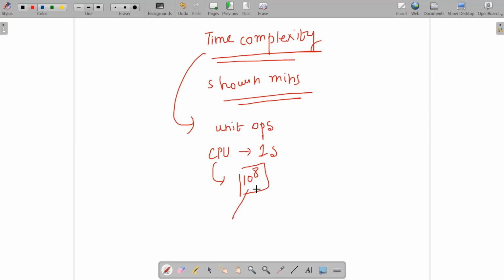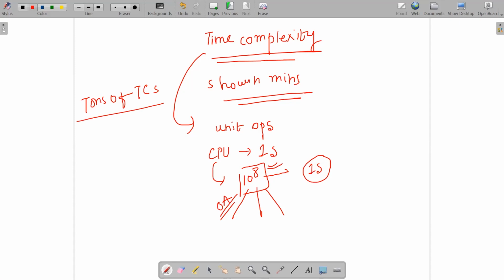In the majority of the OAs, the online assessments, the time limit for any program that you get is 1 second only. So no more than 10 to the power 8 operations I can do in 1 second to solve my entire problem. There will be tons of test cases, and each and every test case result should be produced in 1 second only.